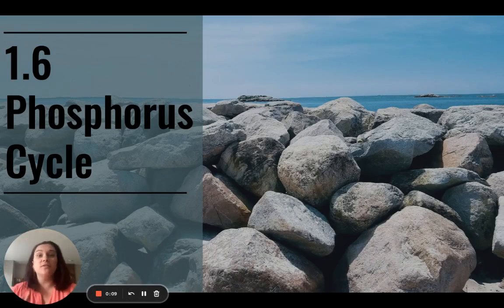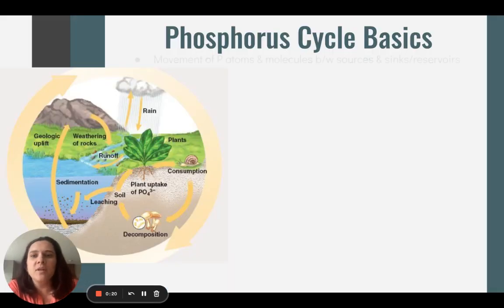All right, so we have two cycles, the last two to get through today: phosphorus cycle and water cycle. Phosphorus will be new. Water cycle should go pretty quick because that should mostly be a review of things you guys know from probably elementary school.